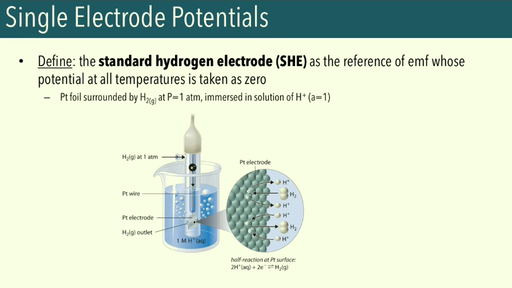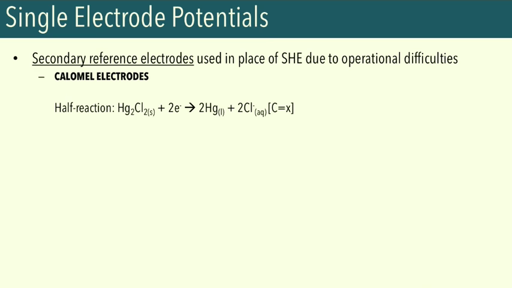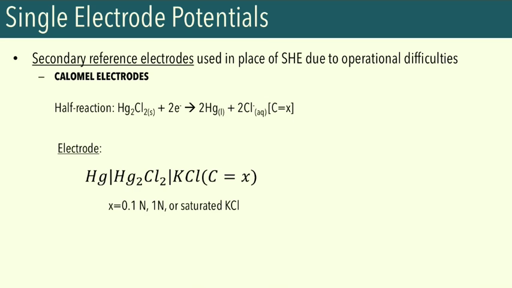So the alternative is to use secondary reference electrodes whose potentials have been previously measured against the primary reference electrode, and has the additional advantage of being a little bit more robust for use. So the common secondary reference electrode is the calomel electrode, which is mercury-based, however. Okay, so the reduction half-reaction for this is mercurous chloride, also known as your calomel, forming liquid mercury and chloride ion. Okay, so the electrode representation for this would be in the anode form.